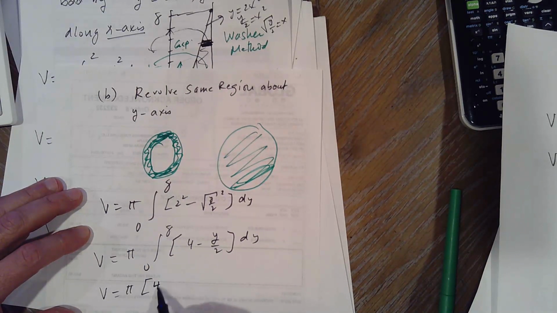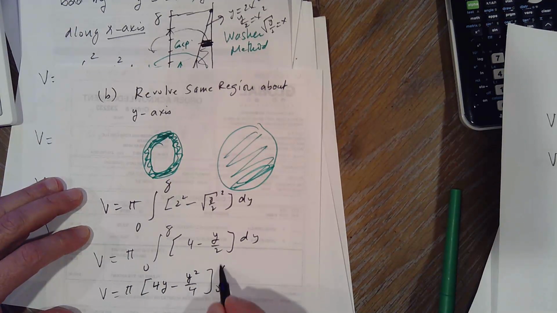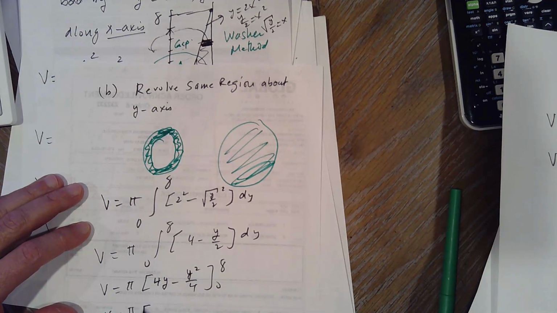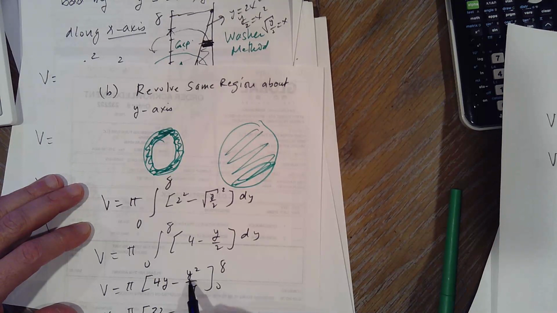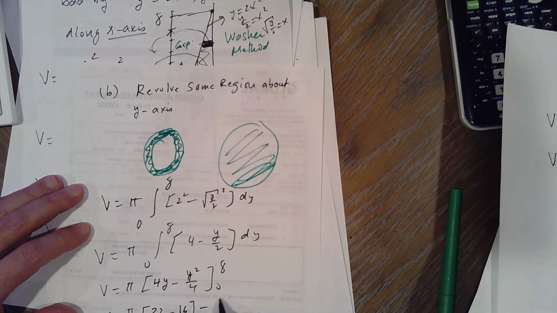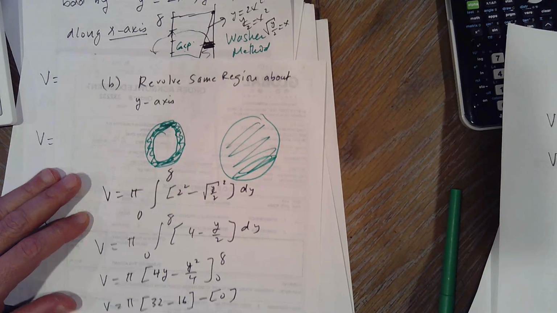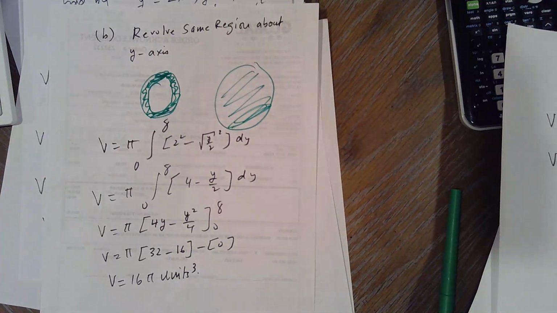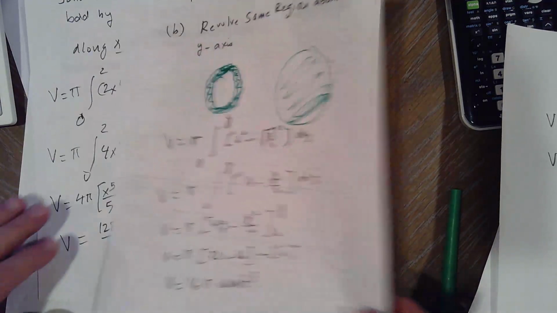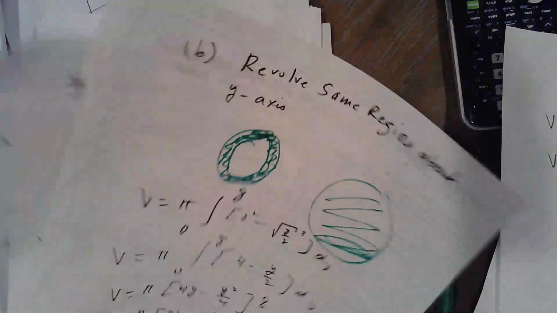So it would be 4y minus y squared over 4 between 0 and 8. You plug in the 8, it's 32 minus 64 over 4, which is 16. You plug in the 0, you get 0. So it's 16 pi cubic units. And so when there's a gap, we use washer. When it's a solid disk, we use the disk method. Let's see more examples.